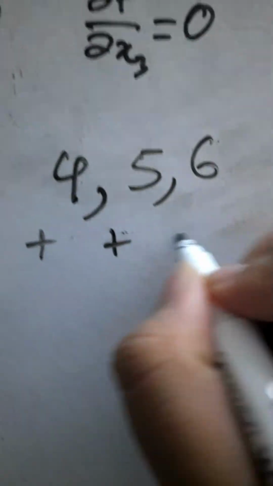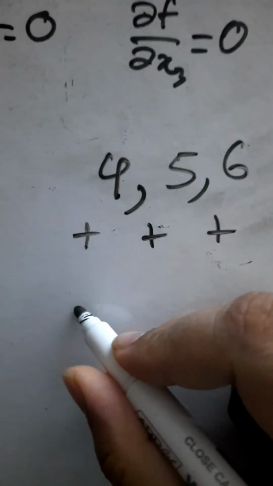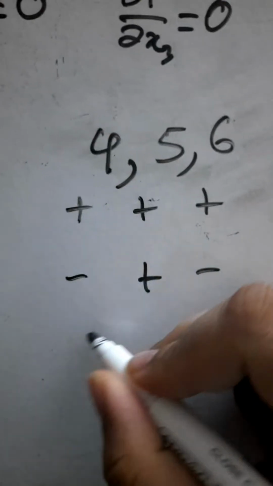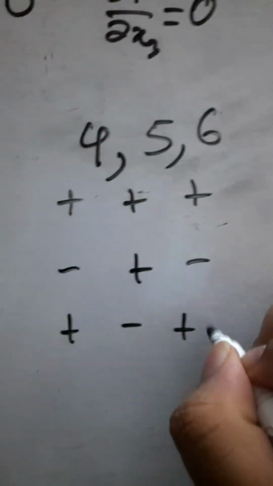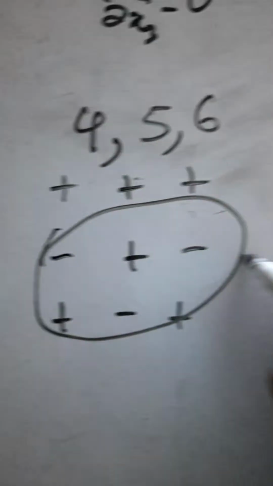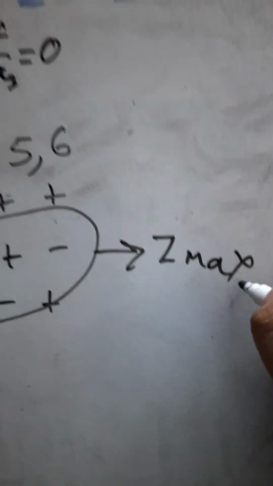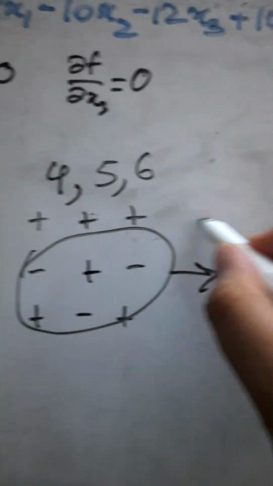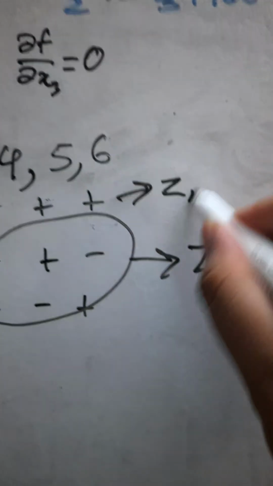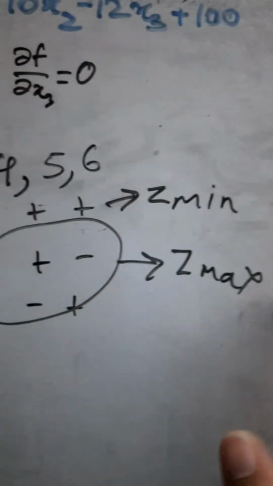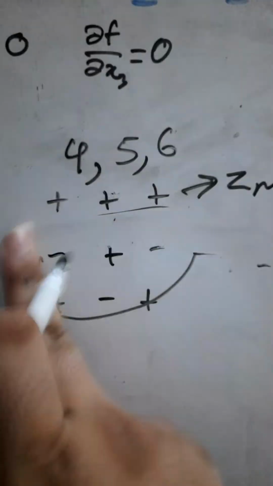So after this, since the stationary points are all positive, if it would have been alternating, like negative positive negative or positive negative positive, in these two cases z would have been maximum, okay? But in this case we have all three positive, so z is minimum. We are not going to get z maximum, we are going to get z minimum.